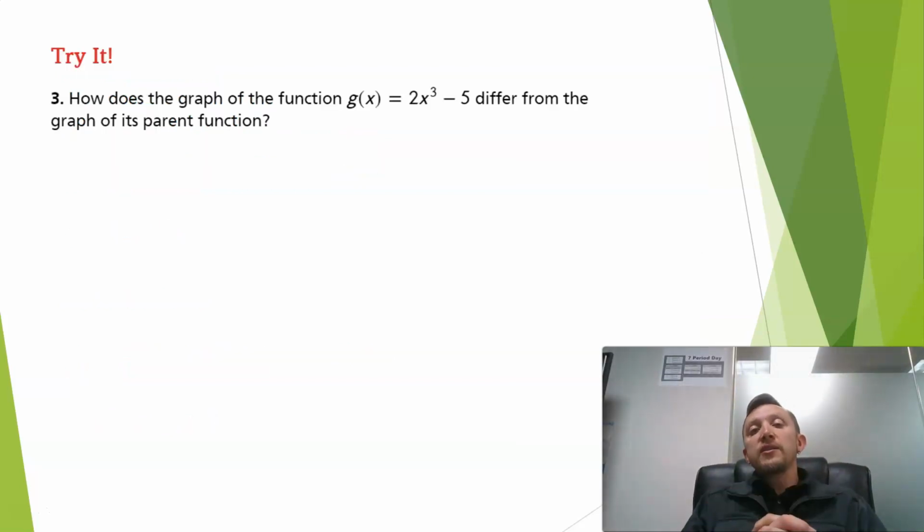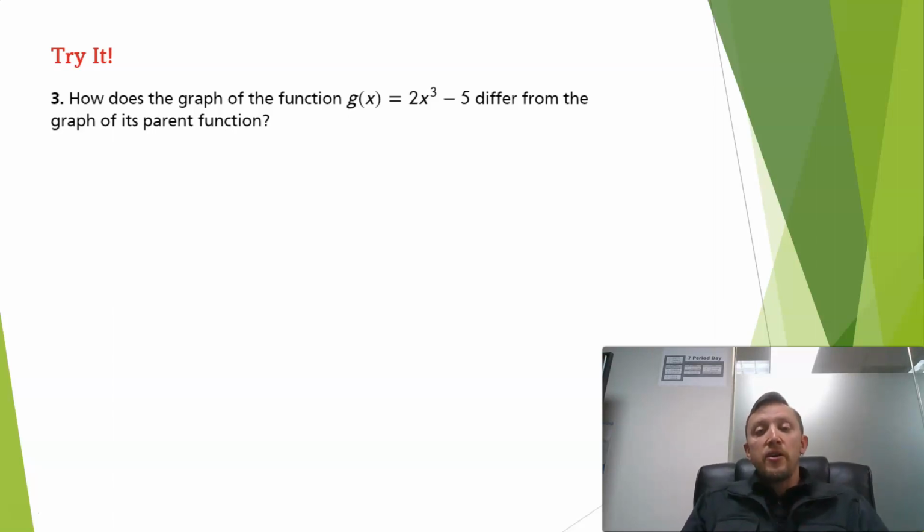Okay, so I want you to try this one on your own. I want you, in your own words, to describe the different transformations that are happening with this function compared to its parent function. So go ahead and pause the video, write those out. Be detailed with how you write those out, as far as what's happening compared to the parent function, y equals x cubed. Then hit play when you're ready to check to see if you've described that correctly.